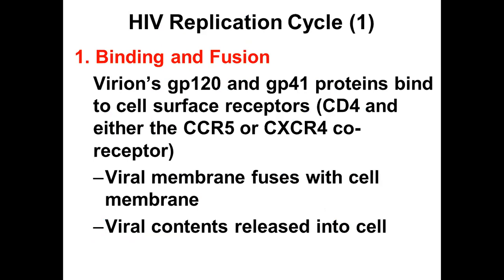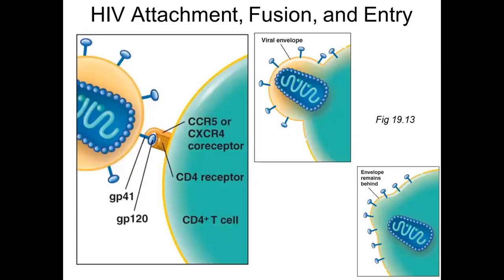Now, in the binding and the fusion, remember that GP120 and GP41 proteins bind to the surface receptors of the CD4 cells directly, and then with the co-receptors, which are, remember the names, CCR5 and CXCR4. The viral membrane fuses with the cell membrane, and viral contents are released into the cell. See, this is a diagram which is showing you the things I've explained.